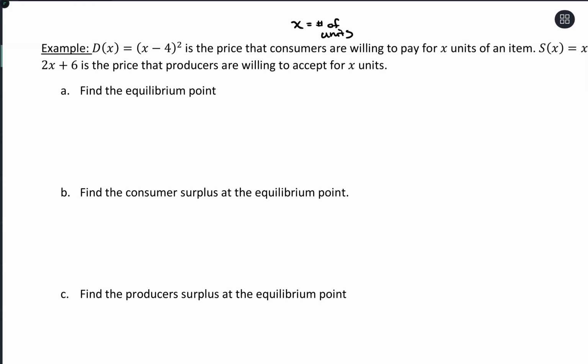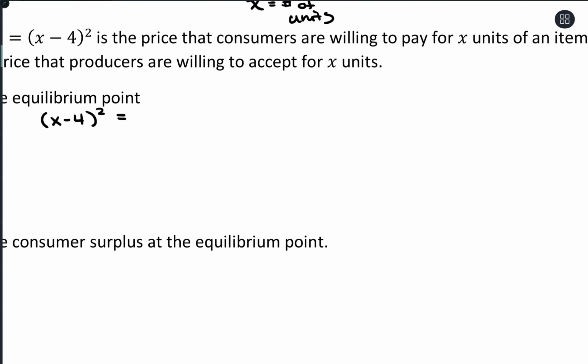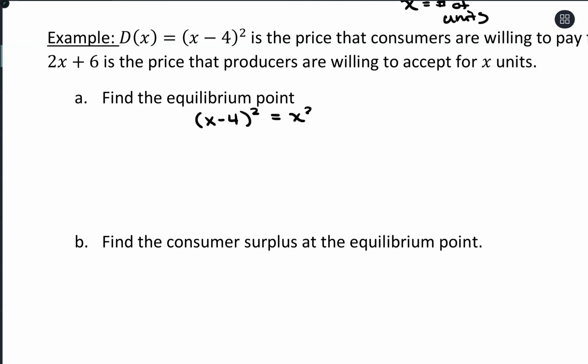Find the equilibrium point. We take those two functions and set them equal to each other: x minus 4 quantity squared equals x squared plus 2x plus 6. I am going to FOIL out the x minus 4 squared, so that'll be x squared minus 8x plus 16 equals x squared plus 2x plus 6. Subtract x squared from both sides.